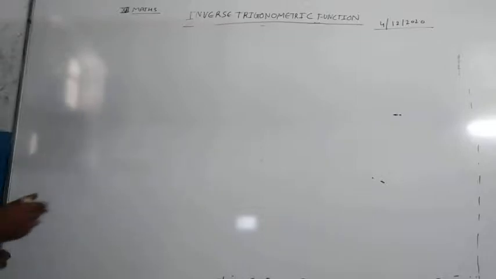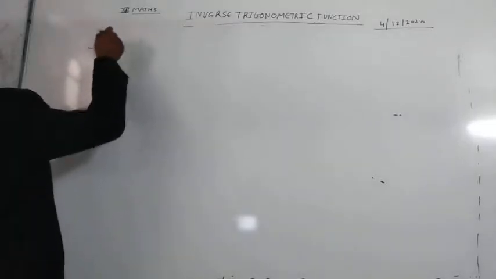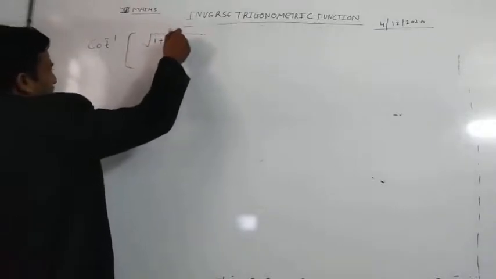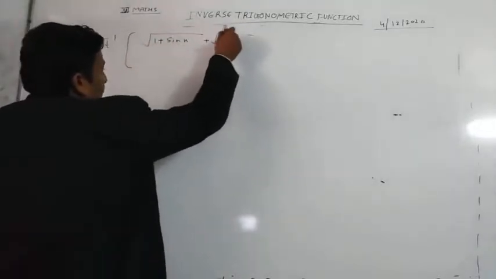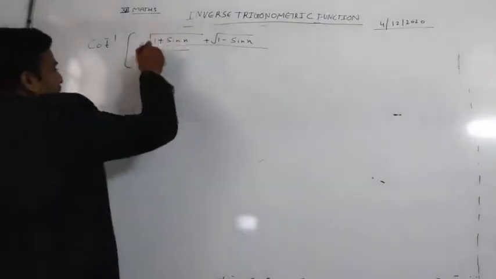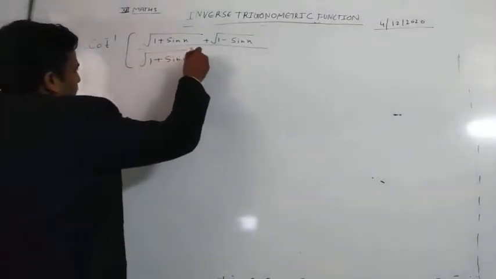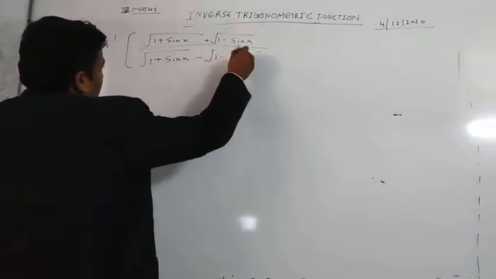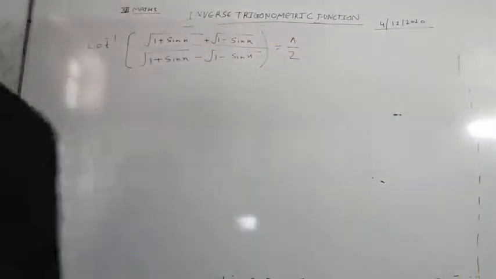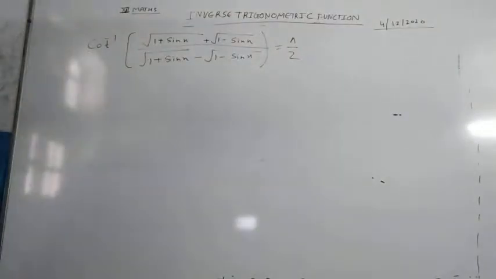Our next question is: prove that cot inverse of (under root 1 plus sin x plus under root 1 minus sin x) upon (under root 1 plus sin x minus under root 1 minus sin x) is equal to x by 2.